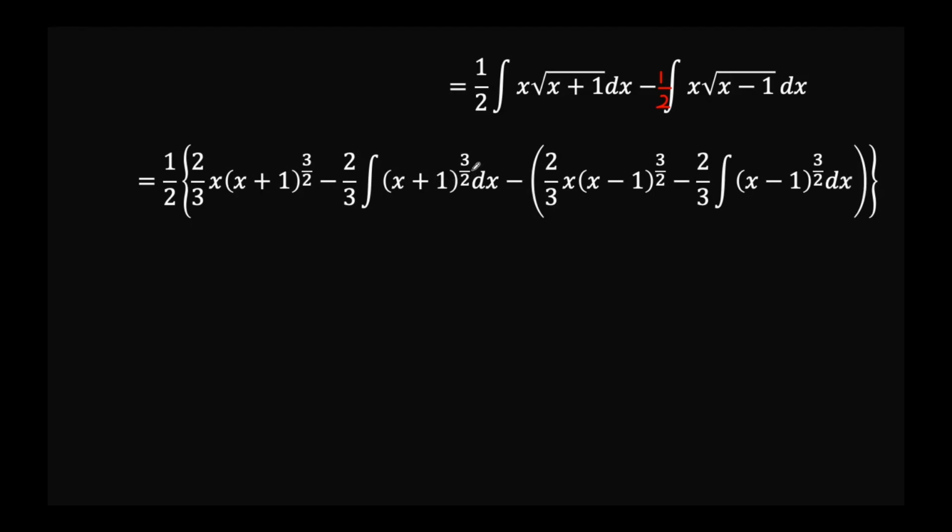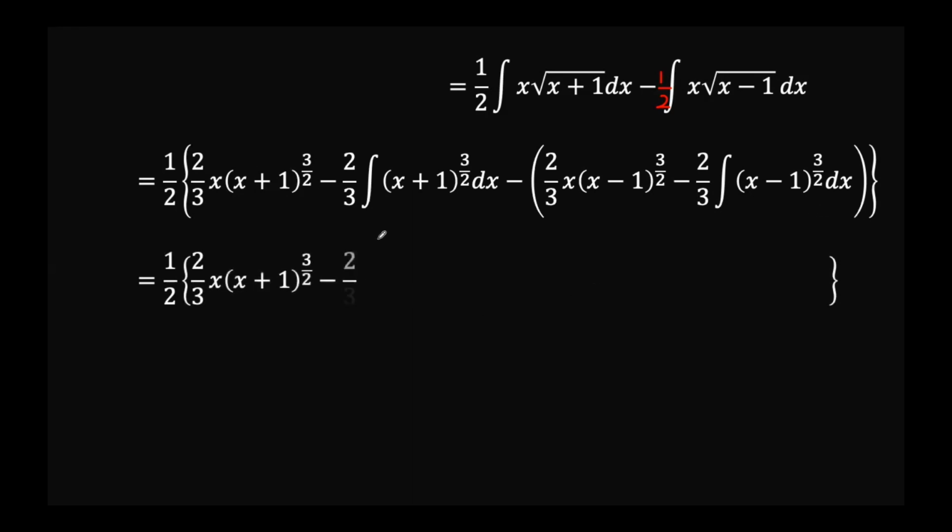since v1 is 2 over 3 times (x plus 1) to the power 3 over 2, the constant is out here. In the integration sign, we have (x plus 1) to the power 3 over 2, minus: u2 is x, and v2 is 2 over 3 times (x minus 1) to the power 3 over 2, minus v2 is simply 2 over 3, (x minus 1) to the power 3 over 2. We bring the constant out. And in the integration sign, we have (x minus 1) to the power 3 over 2.